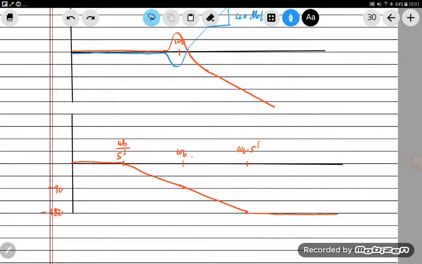So the phase plot for a transfer function that has a pair of complex zeros will just be the reflection about that axis. So that's negative 90 degrees and that's negative 180 degrees. We know it's then going to be 90 degrees there and 180 degrees there. So we can directly draw that phase plot.